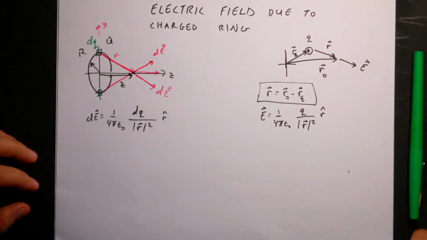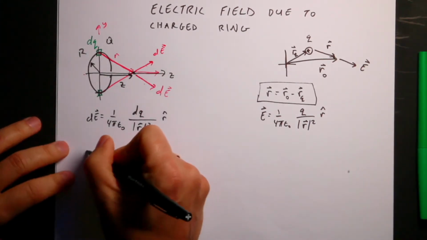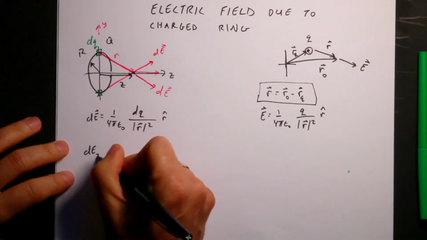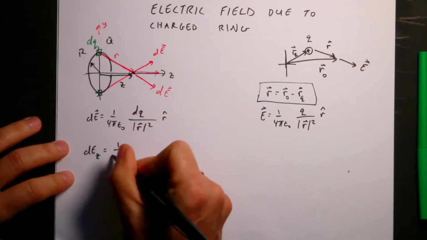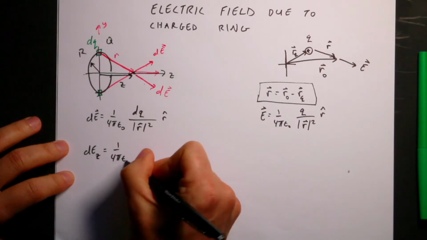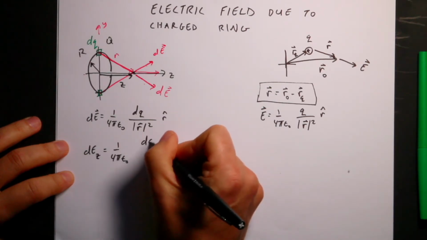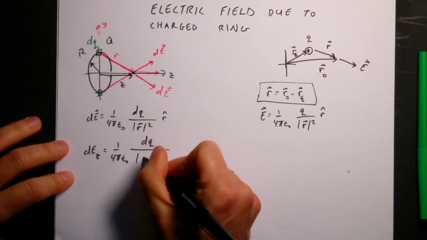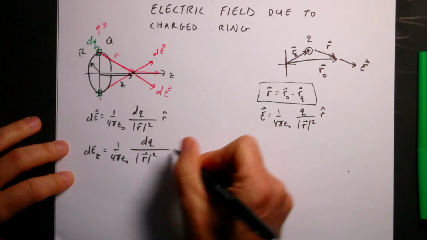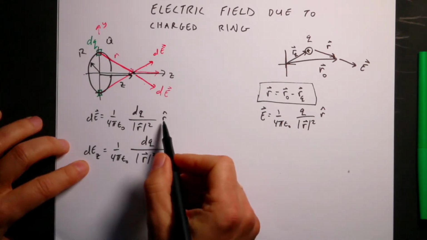So actually, we can change this into a scalar equation. I can say dEz equals 1 over 4 pi epsilon naught dq over the magnitude of r squared. I don't need r hat because I've already included that, right?